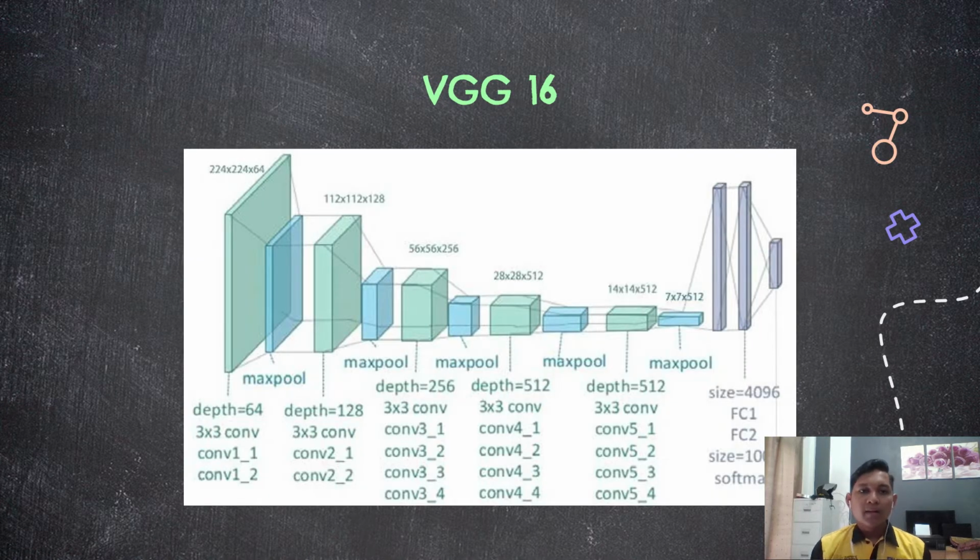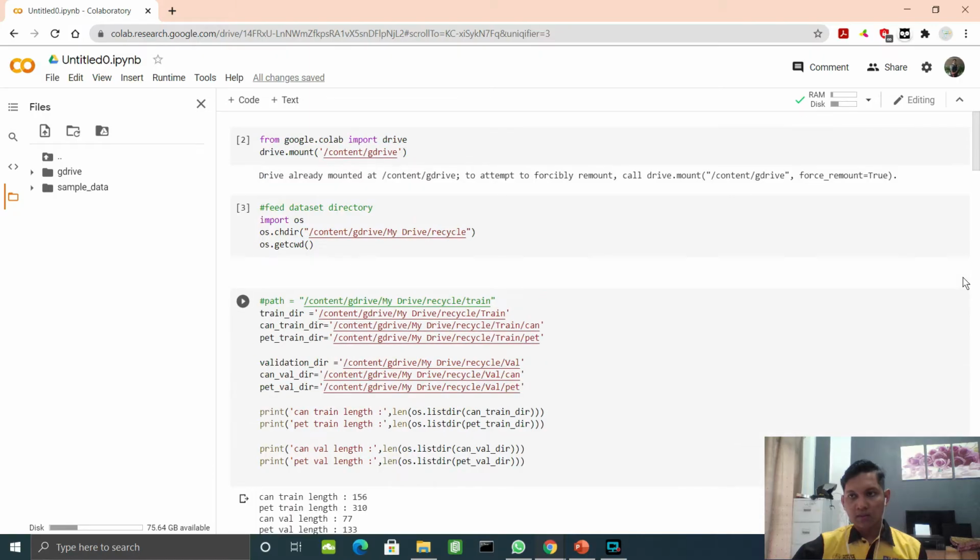Okay. So as you can see on the screen, this is the model for the VGG16. There are 16 convolutional layers and 5 max pooling. Okay, next we're gonna move to demonstration. As you can see on the screen, this is the coding that I've done for the VGG16 part.